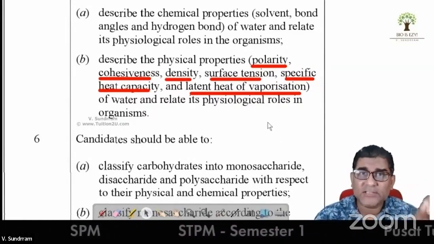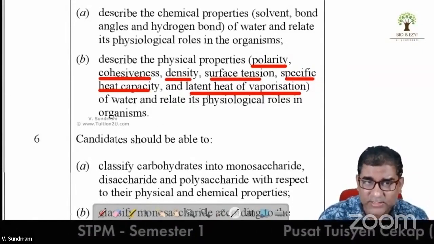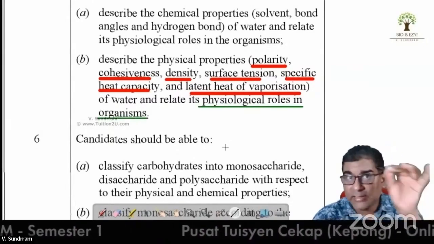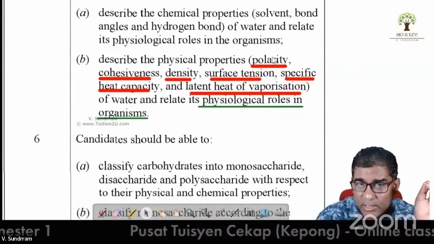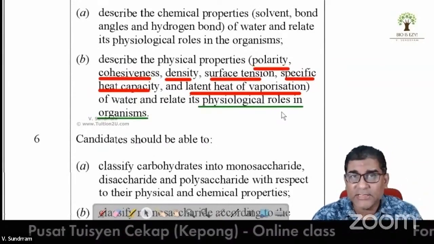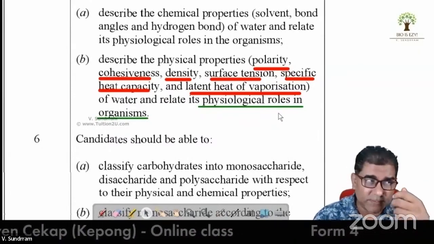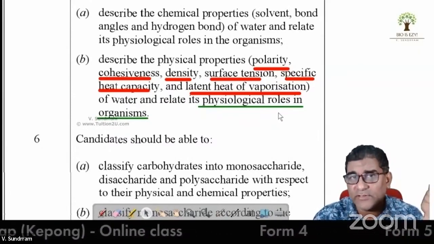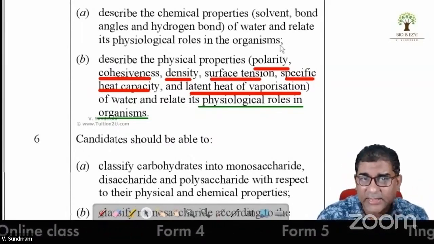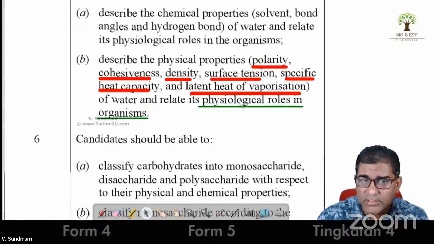And what is the question going to be? They already mentioned here. What is the relationship? They already mentioned the physiological role in the organism. For that characteristic, if water is a polar molecule, how does it help a living organism? How does it make a living organism function more efficiently? What is the role in the living organism? So you can take the characteristic as 1 mark, and the role in the organism is 1 mark.